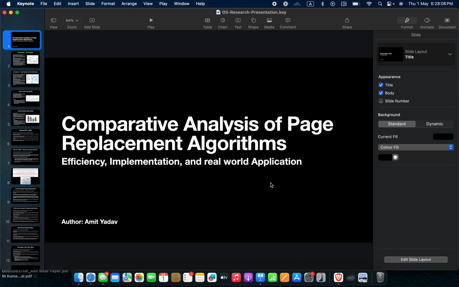I'm Amit Yadav, and today I'll be presenting my research on comparative analysis of page replacement algorithms, evaluating the efficiency, implementation, and real world applications. This presentation examines how different page replacement strategies impact system performance, comparing traditional algorithms with the newer approaches, including hybrid and machine learning based techniques.